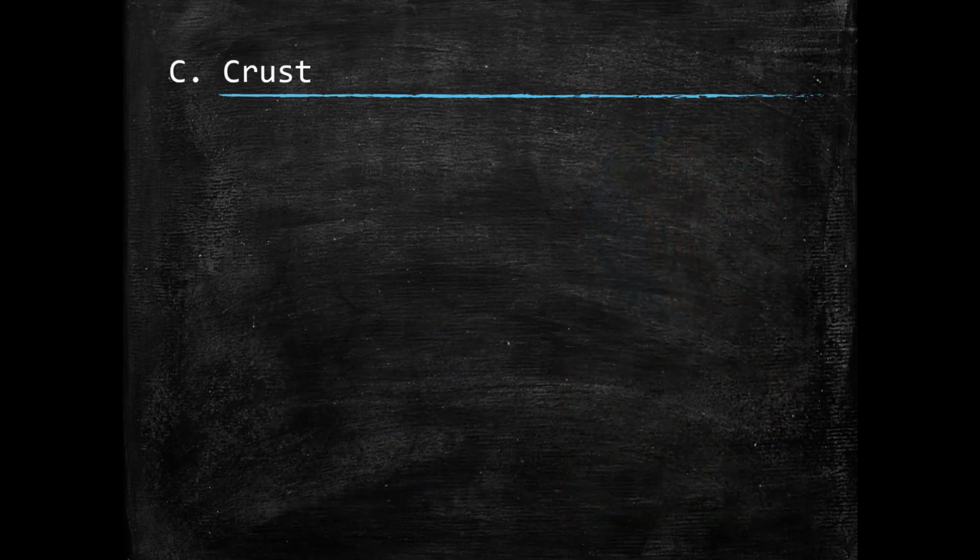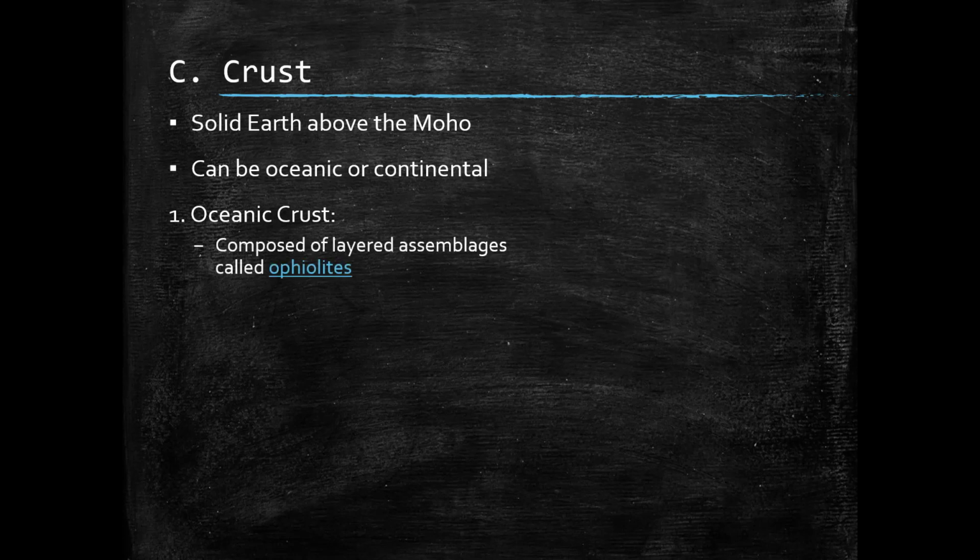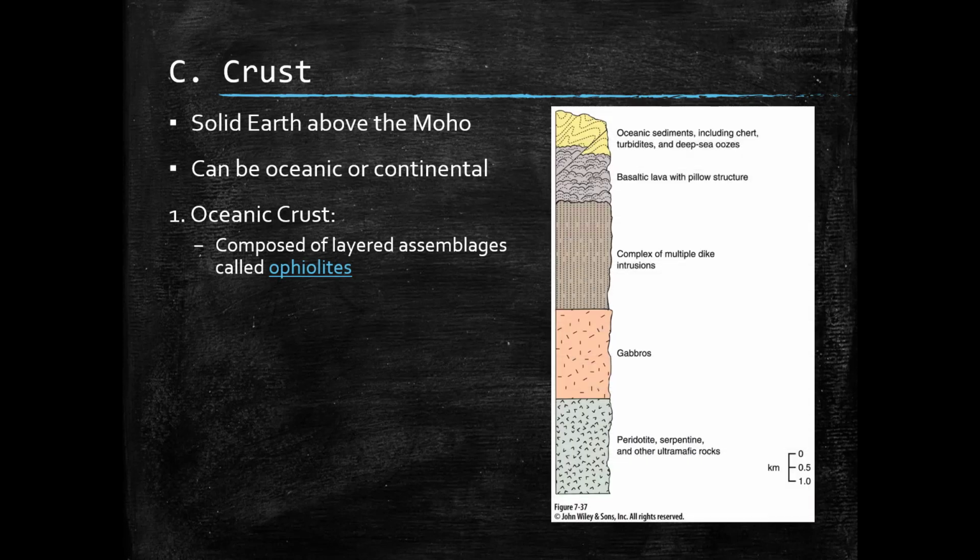The third layer of the Earth, as we know, and the one that we live on, is the crust. The crust is designated as all solid Earth above the MOHO discontinuity. And we know that that varies depending on whether you're above continental crust or above oceanic crust. And while in 101 we talked about oceanic crust as though it were really just basalt, oceanic crust is a bit more complicated. Oceanic crust on the surface is basalt, but it's actually composed of layers of igneous rock called ophiolites.